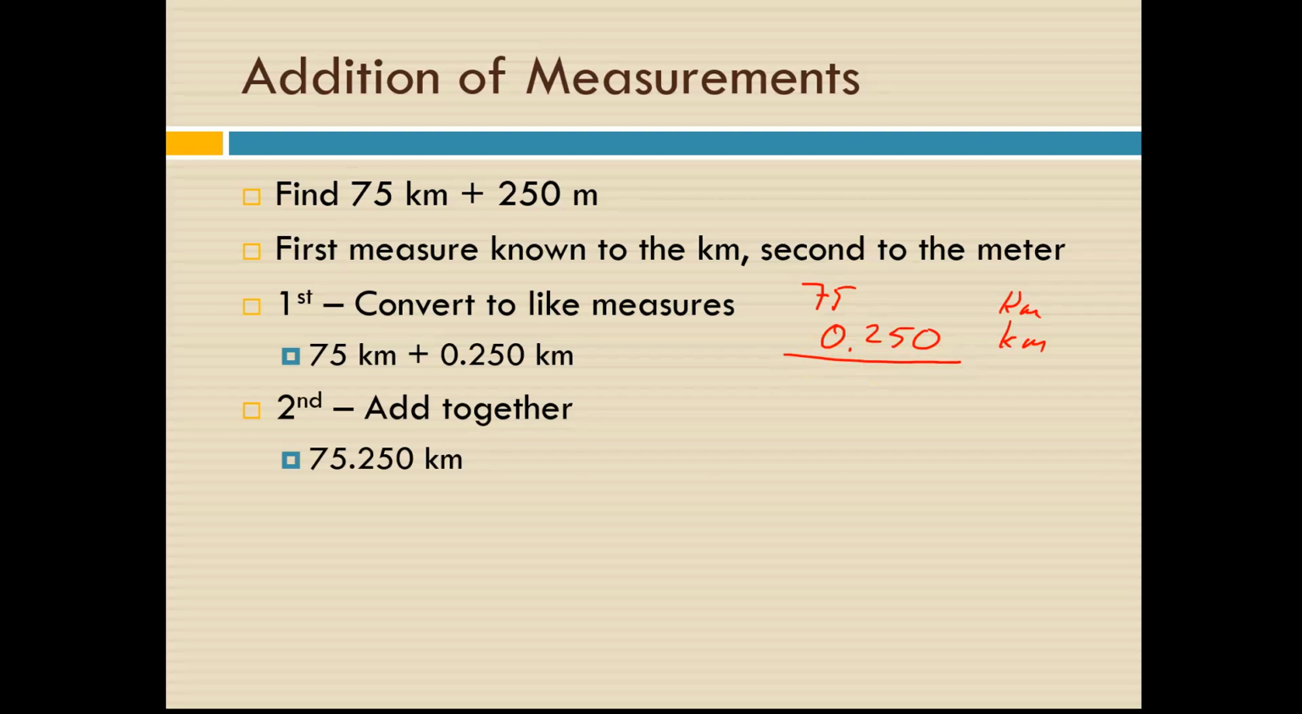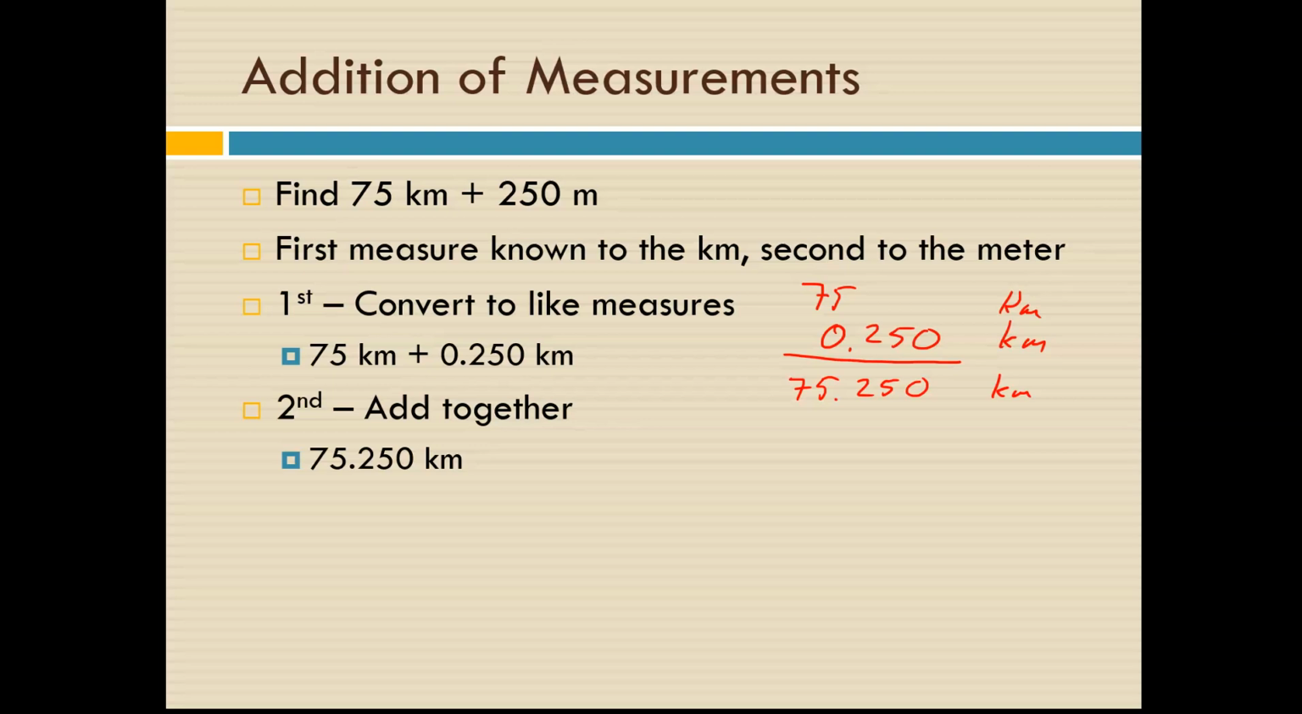Let's go ahead and add them together. We get 75.250 kilometers. Okay, so let's go ahead and write that down. 75.250 kilometers. But here's where we have the issue. Let's look at the 75. Is it exactly 75 kilometers? Is it exactly 75 kilometers down to the meter? No, it is not. In fact, we're not even sure about that 5. It could actually be a 4.